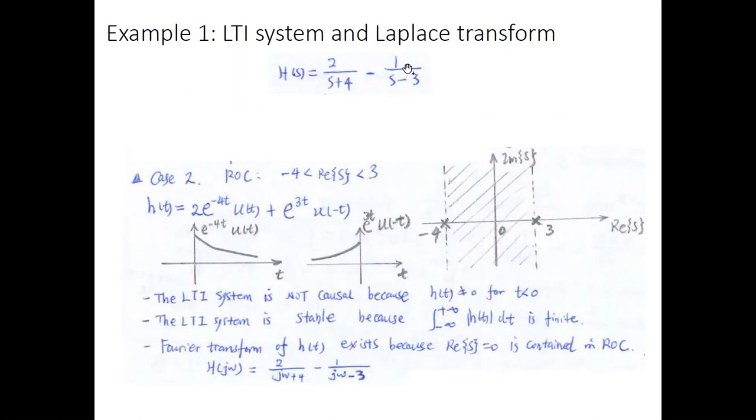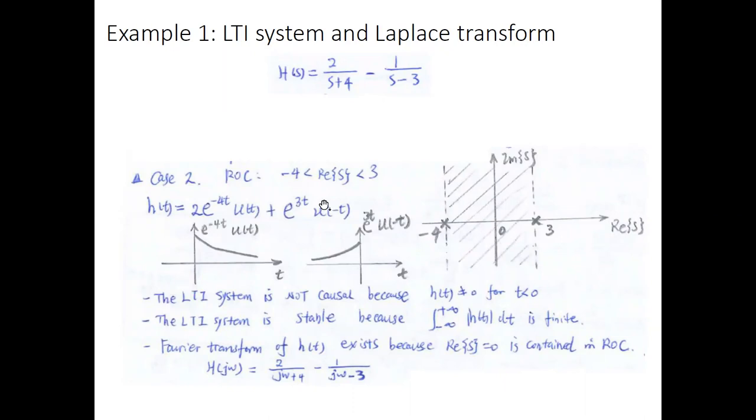For the second term, 1 divided by s minus 3, the region of convergence is to the left, right? The region of convergence is to the left of the pole 3. So the corresponding time domain signal should be a left side signal. It should be u of minus t exponential 3t. Again, there is no minus sign because the minus sign is already here.